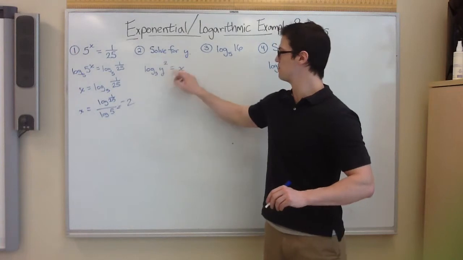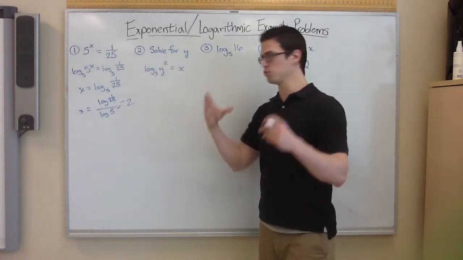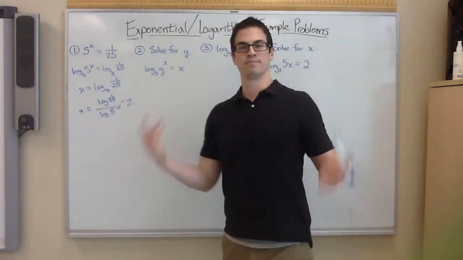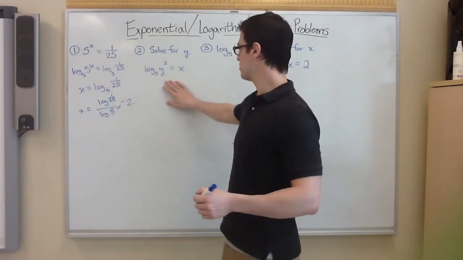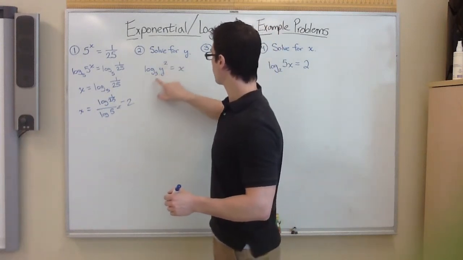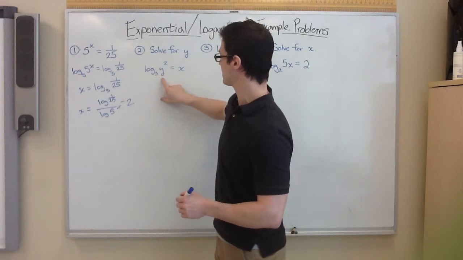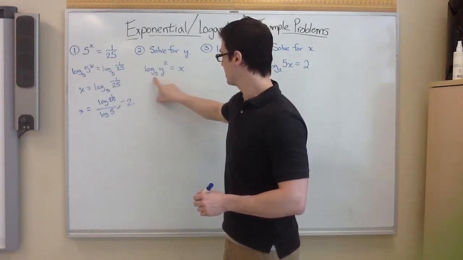The next one, it says solve for y. This one's a little bit more tricky. You have to use more rules on this, but that's what's kind of fun about these. It's a really good challenge. All right, so we want to solve for y. So that means we have to get rid of everything on this side except for the y. So this log base 3, we need to get rid of this.